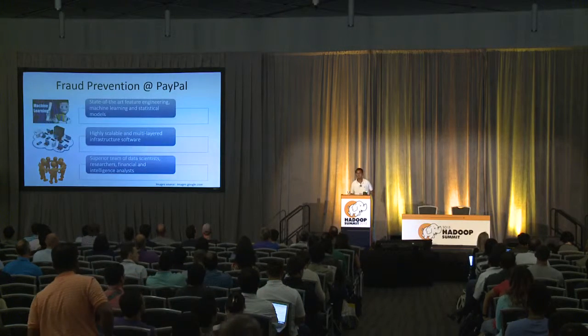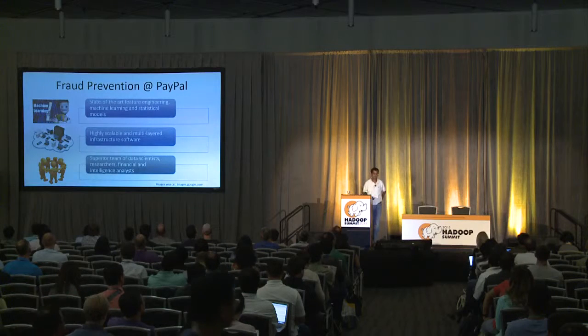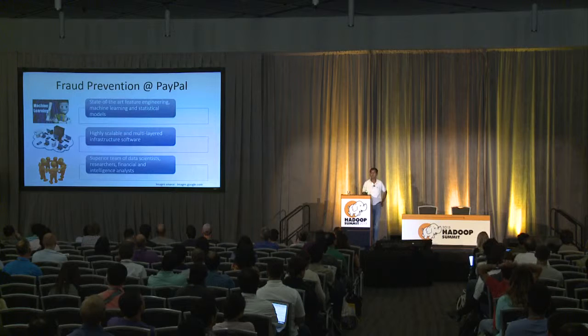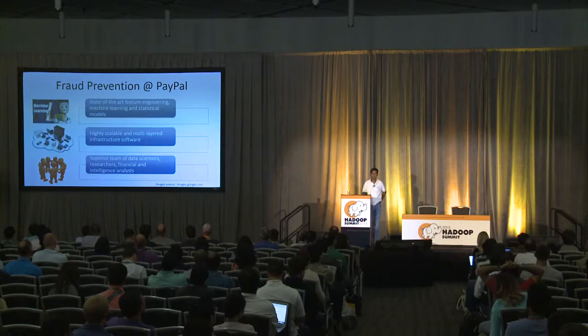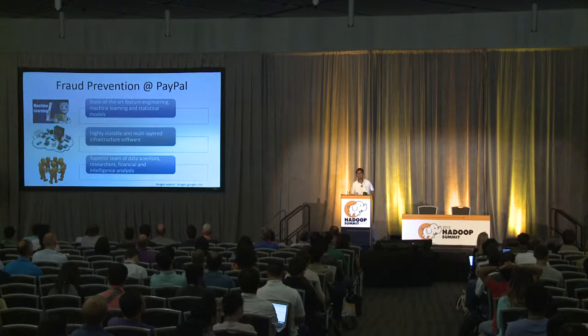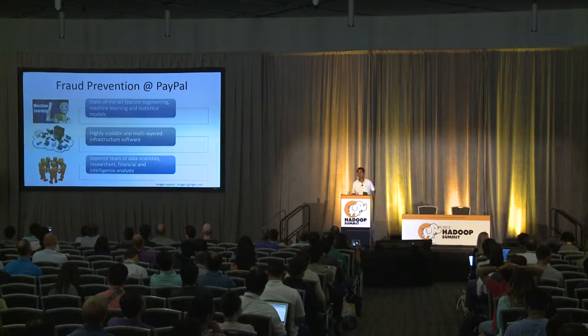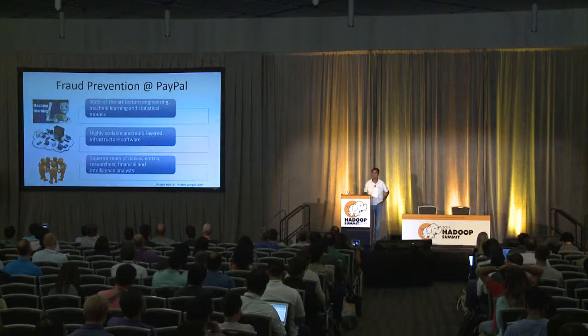So how do we address fraudsters at PayPal? We have state-of-the-art feature engineering, machine learning, and statistical models to detect fraud patterns and prevent them. We also have a highly scalable and multi-tiered software architecture to detect and prevent fraud. We have a superior team of data scientists, financial analysts, and intelligence analysts as well.